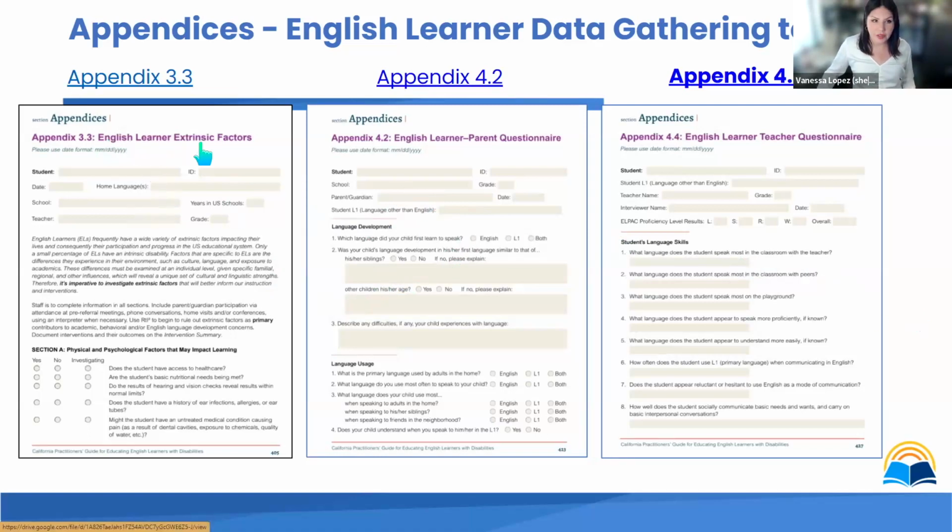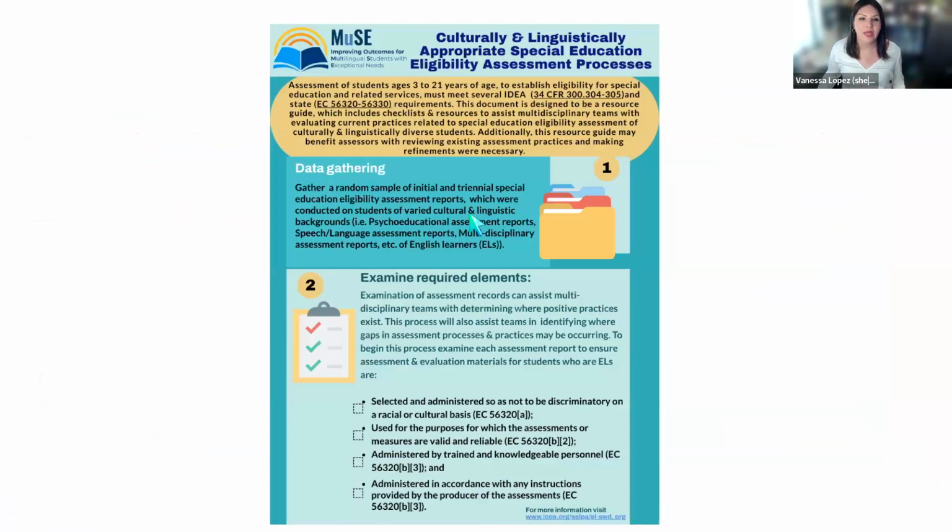From English learner extrinsic factors to the parent questionnaire to gather parent information, guardian information, and also that of the English learners' teachers. And you can do 1 form, 2 forms, as many as you like. Know that these appendices are available for you to pop open, download, save, or print to best fit your needs as you go back to the data gathering process.